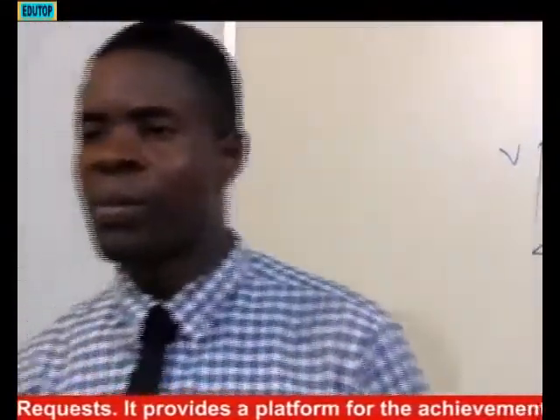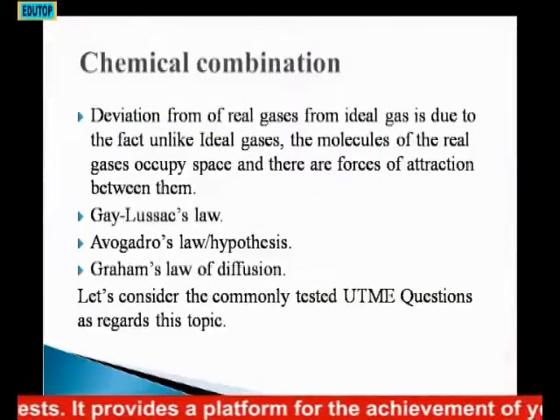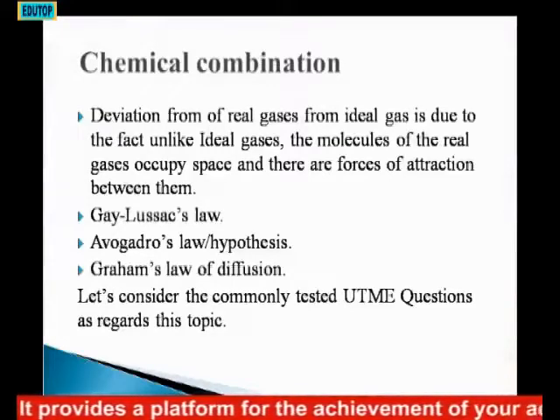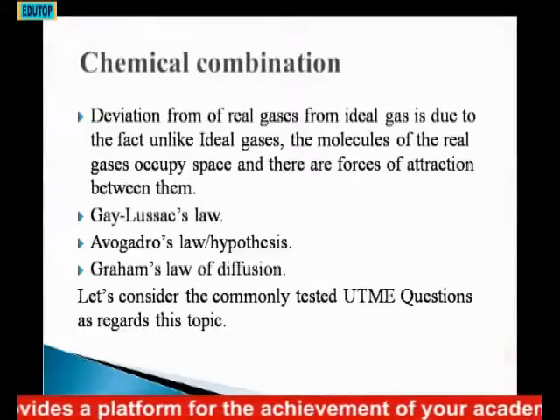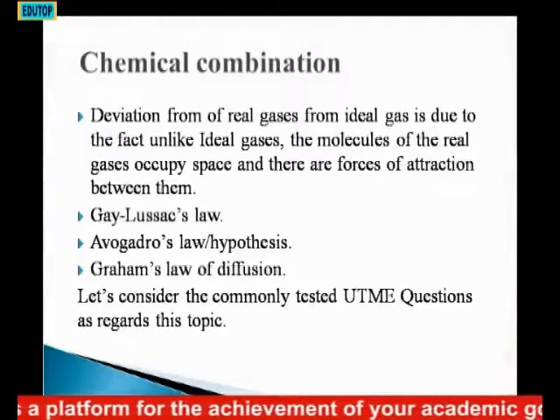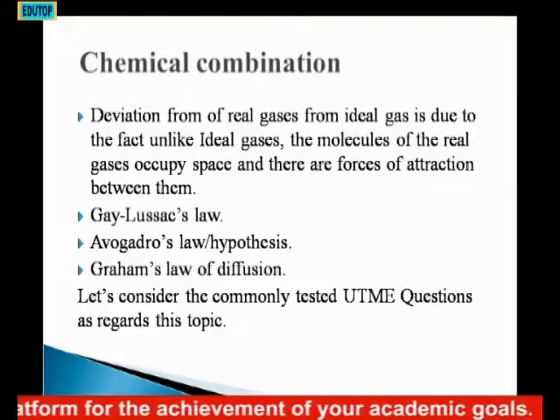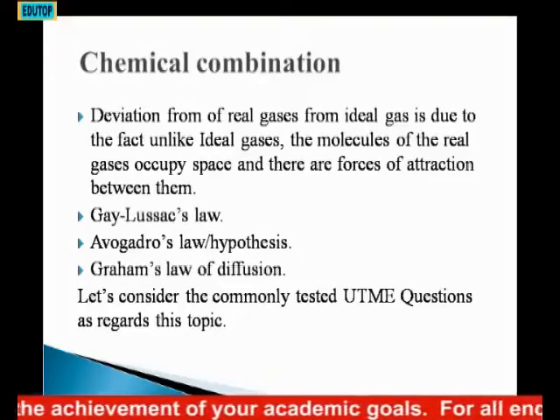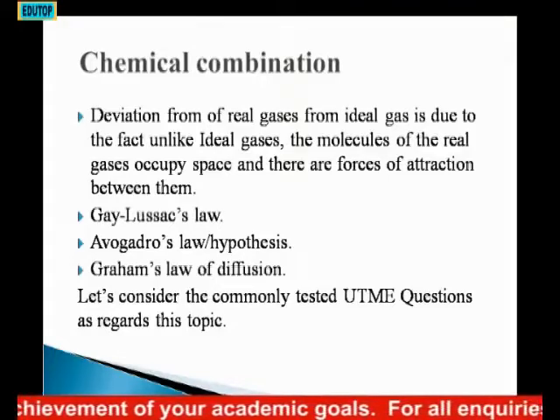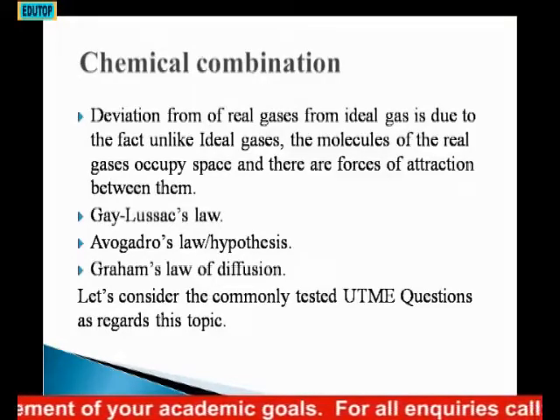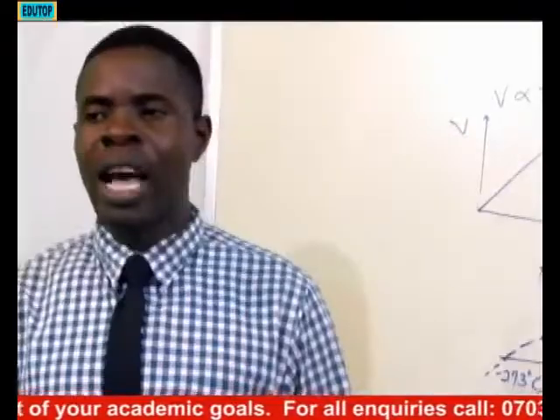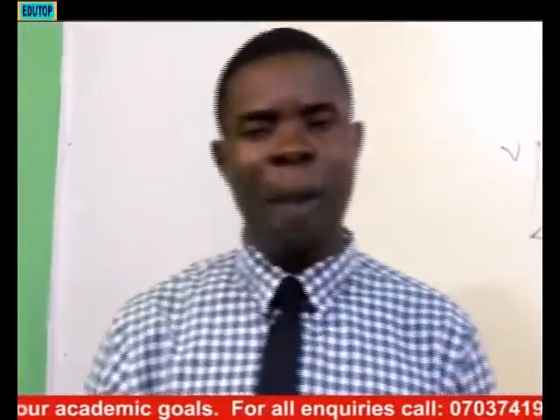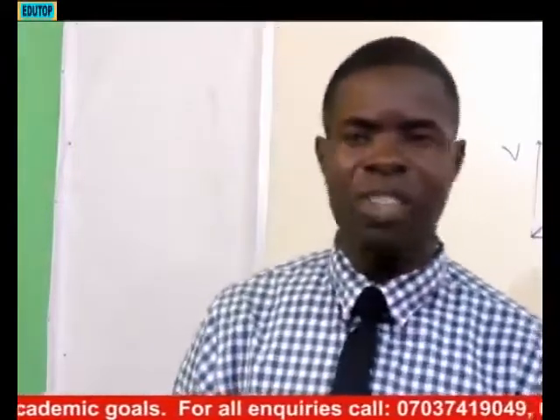Then let's talk about deviation of real gases from ideal gas. What is the major concept here? It is due to the fact that, unlike ideal gases, the molecules of real gases occupy space and there are forces of attraction between them. That's the difference. That's what led to that deviation.